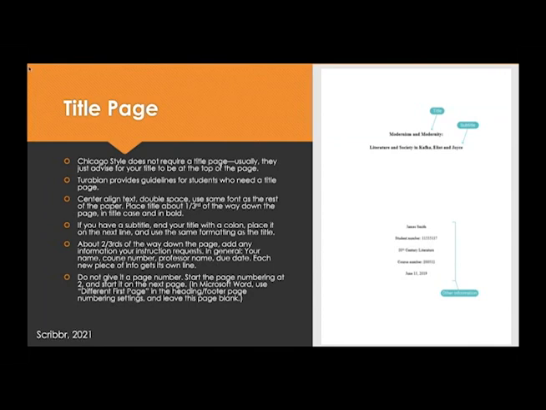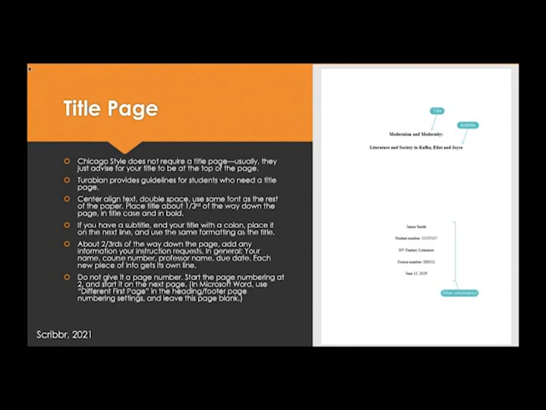About 2/3 of the way down of the page, you can add any additional information that your instructor requests. Generally, the following information is acceptable: your name, your course number, professor's name, and the due date. Each new piece of information gets its own line. Note that your title page will not need a page number. Start the page numbering at 2 and begin on the second page.